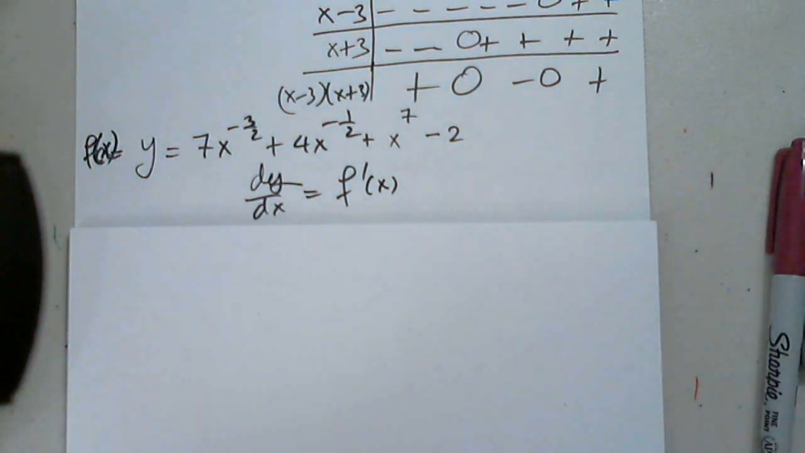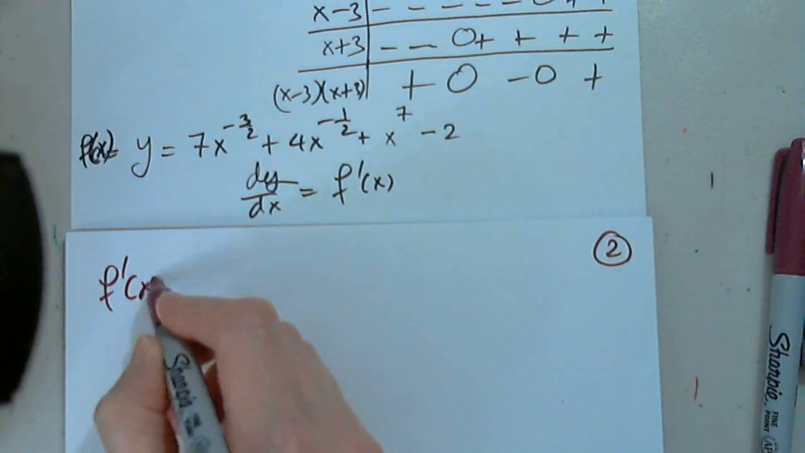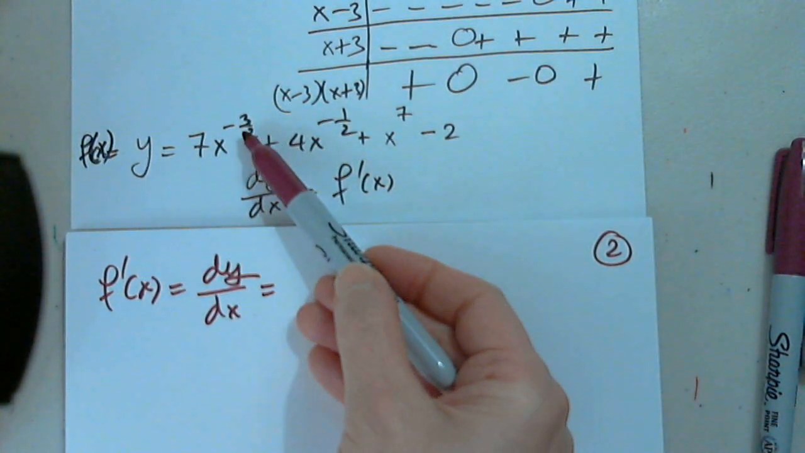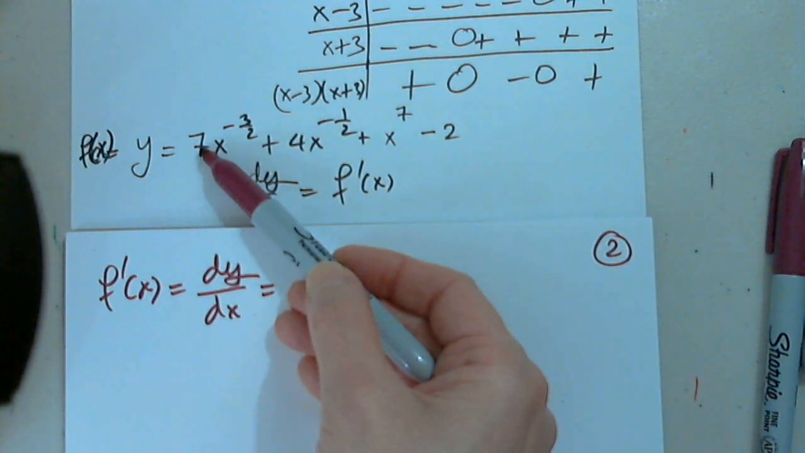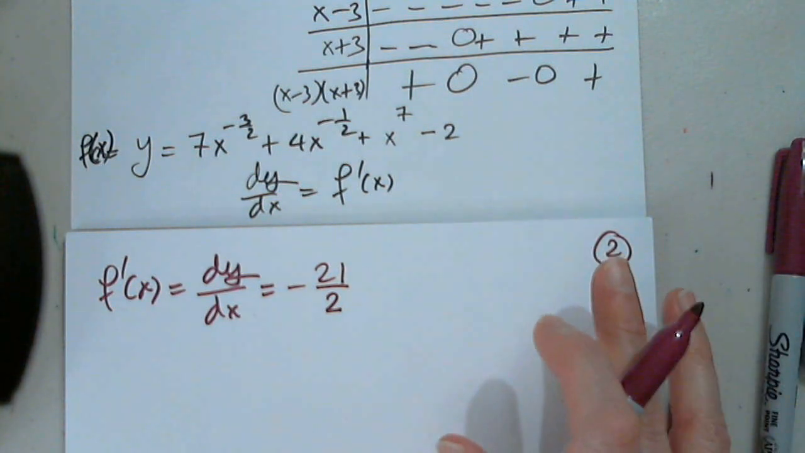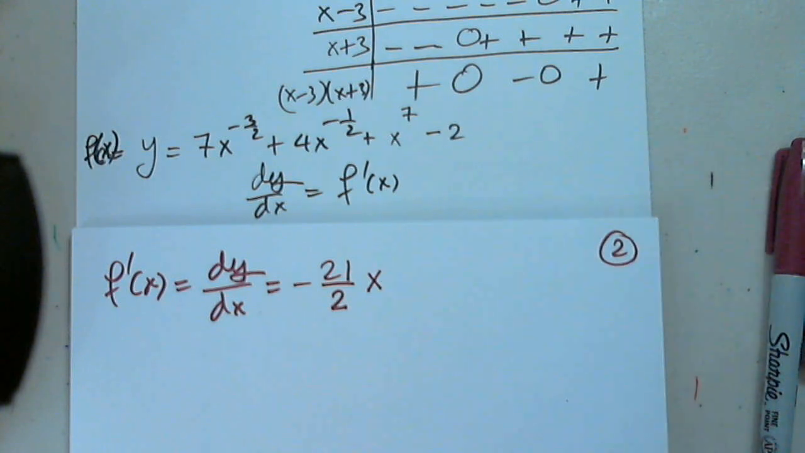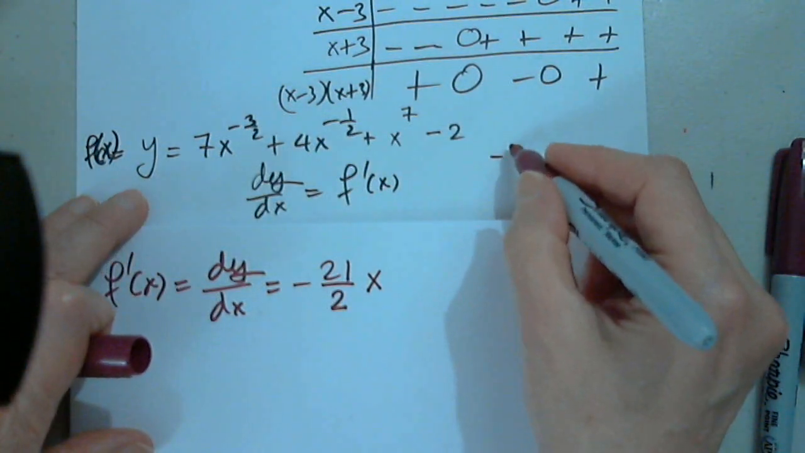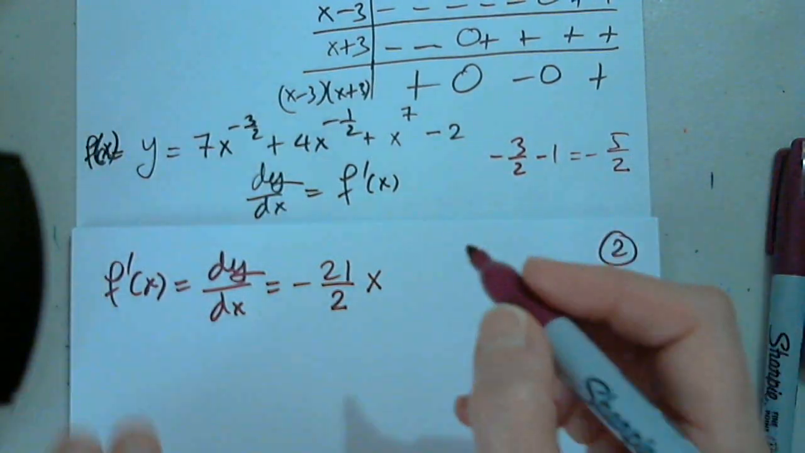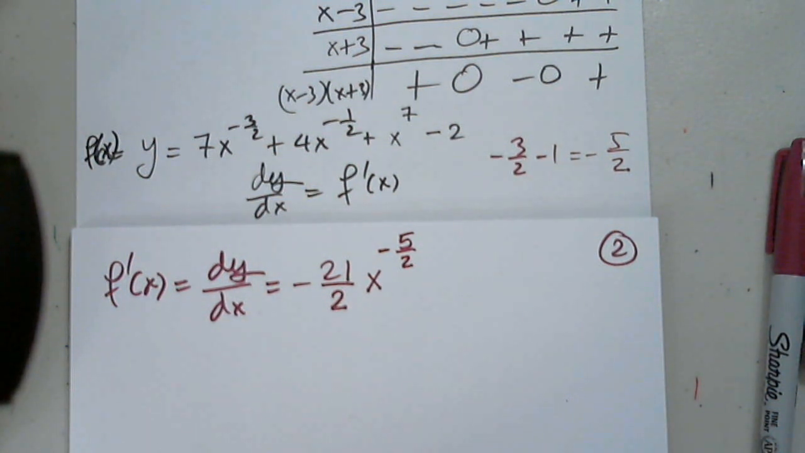So then f prime, or if you want to write dy over dx, they're both the same. When I bring down -3/2 and multiply by 7, I get -21 over 2. Stop me if you have any questions at any point in time. And x, and maybe you want to do this on the side, -3/2 minus 1 is -5/2. So the power now is -5/2. Do we understand this step, everyone?